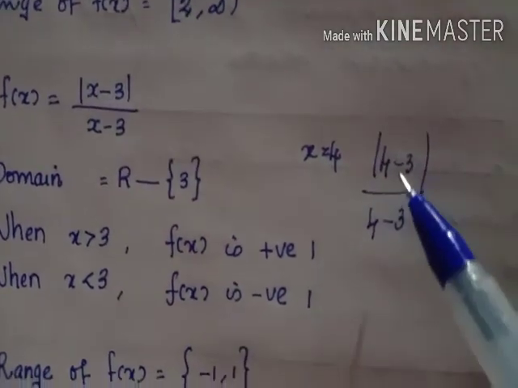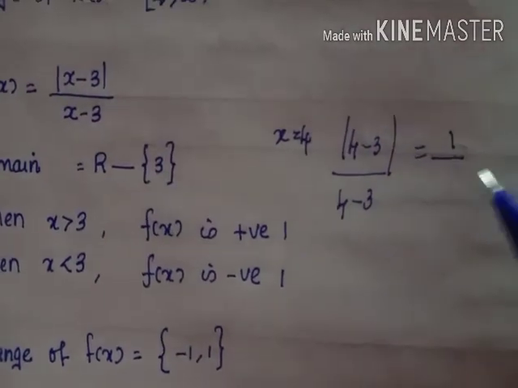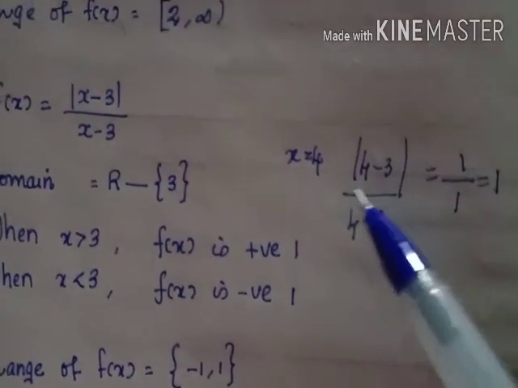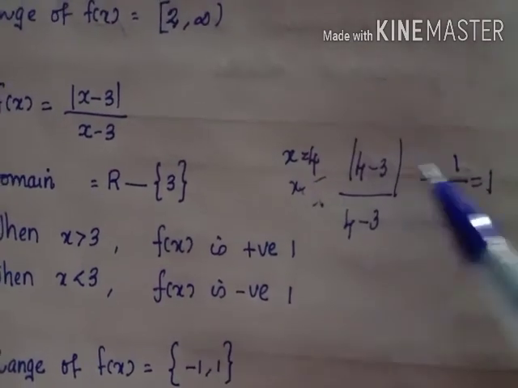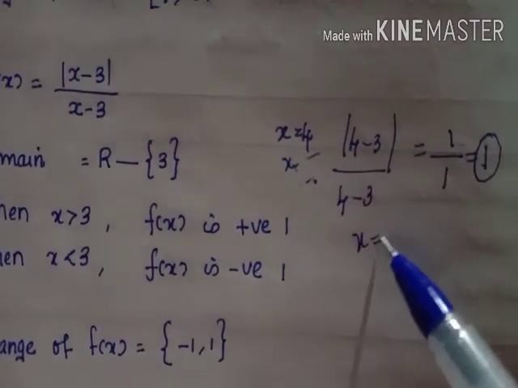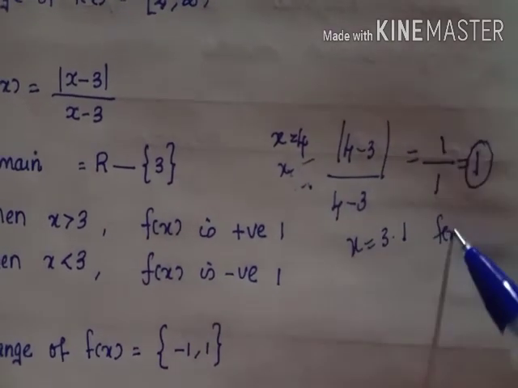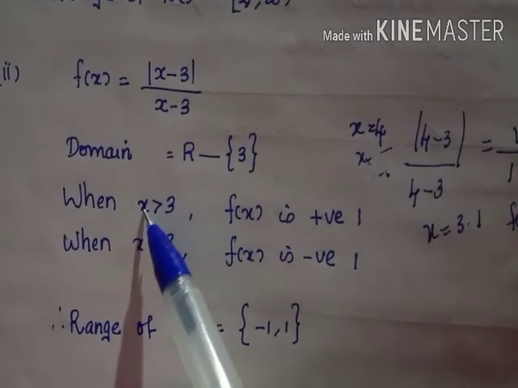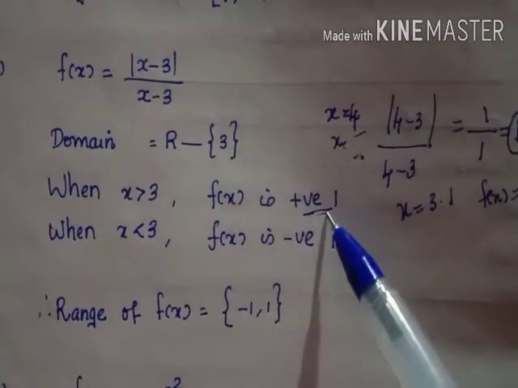What is the answer? 4 minus 3 is 1. Modulus of 4 minus 3 is mod 1, that is 1. 4 minus 3 is 1. 1 by 1 equal to 1. If you put x equal to 5 or x equal to 6, you will get the same answer. If you put x equal to 3.1, f of x is always equal to 1. That is, if we take any value greater than 3, f of x is always positive 1.